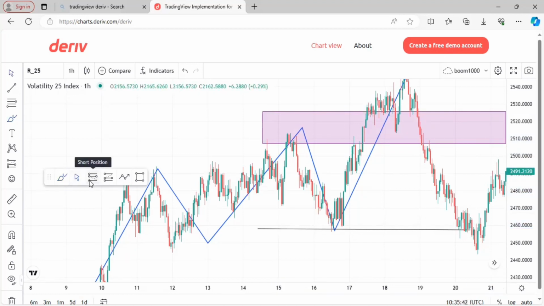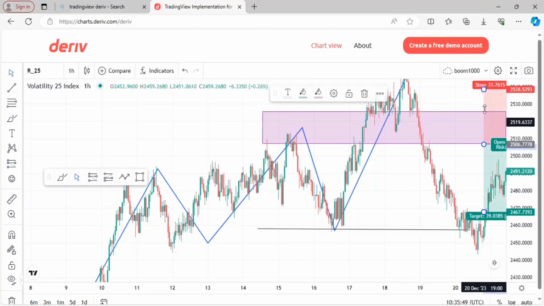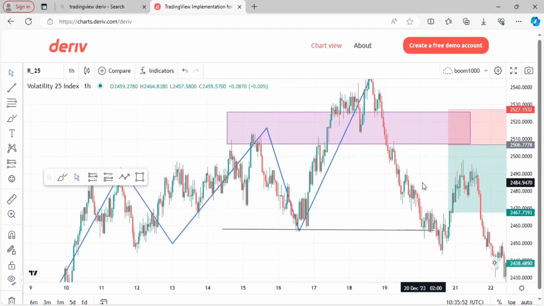So let's see what happened. You will just be waiting for market to come here with your stop loss somewhere here. Let's see.